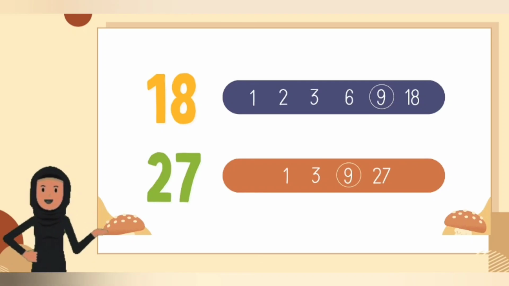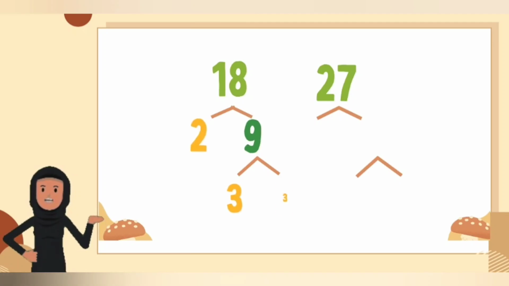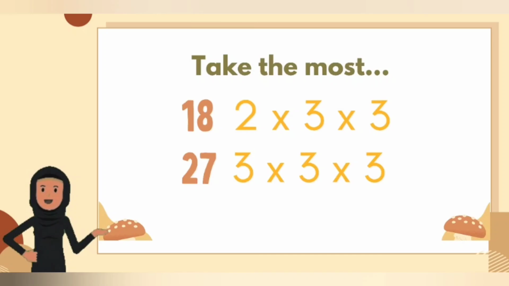So there is a bit of a trick to this as well. Let's look at the same example we just did. We can use the prime factorization of each number. For 18, that would give us 2 times 3 times 3. And for 27, that would give us 3 times 3 times 3. After that, we must take all the numbers that appear in both lists, as many times as they appear in both lists, and multiply them together.